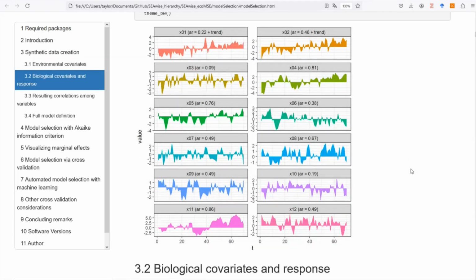And so here's what's coming out. We have our 12 covariates to varying degrees of autocorrelation. The ones that have a higher autocorrelation, you see these longer lagged processes, oscillations through time. And then with the low degrees of autocorrelation, you have quite a noisy pattern that's changing from year to year. And these first 2 covariates at the top here are the ones with the trend added to it.